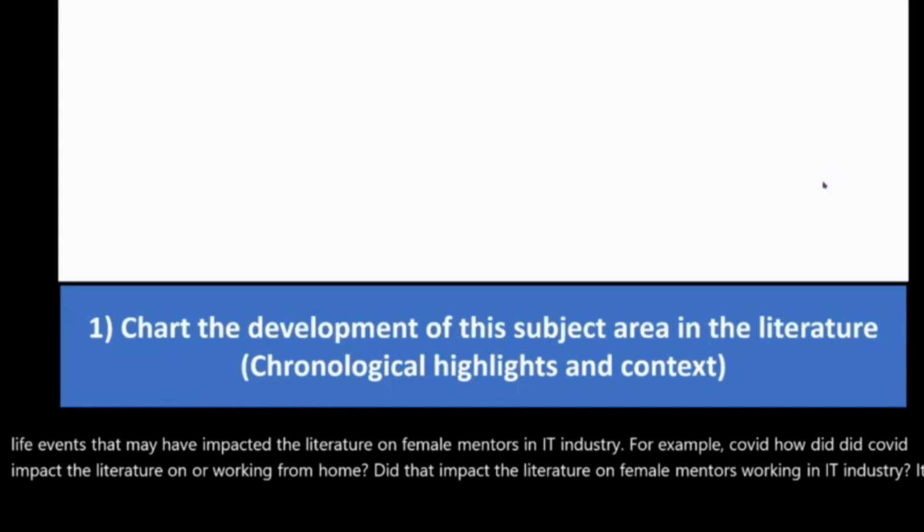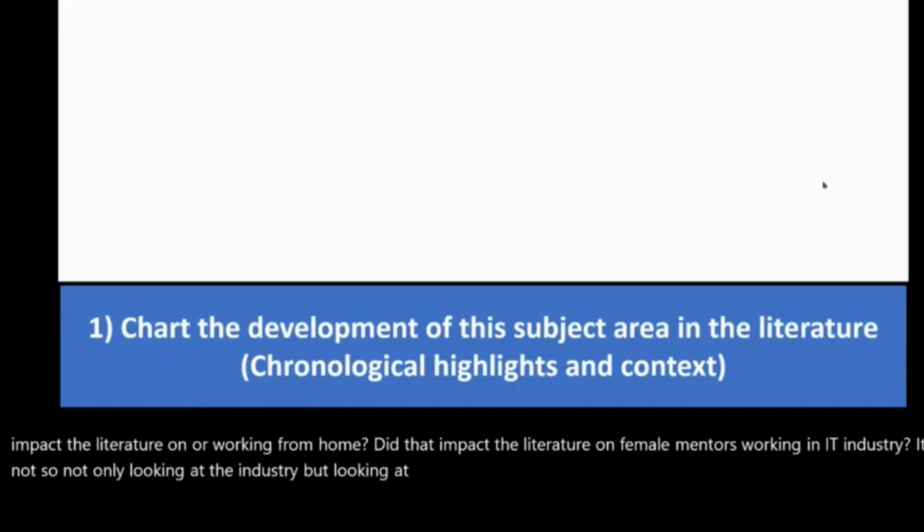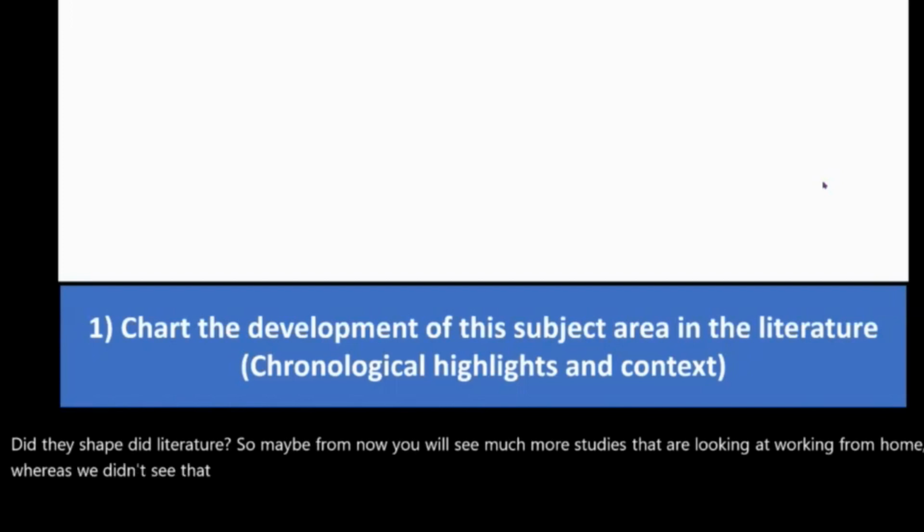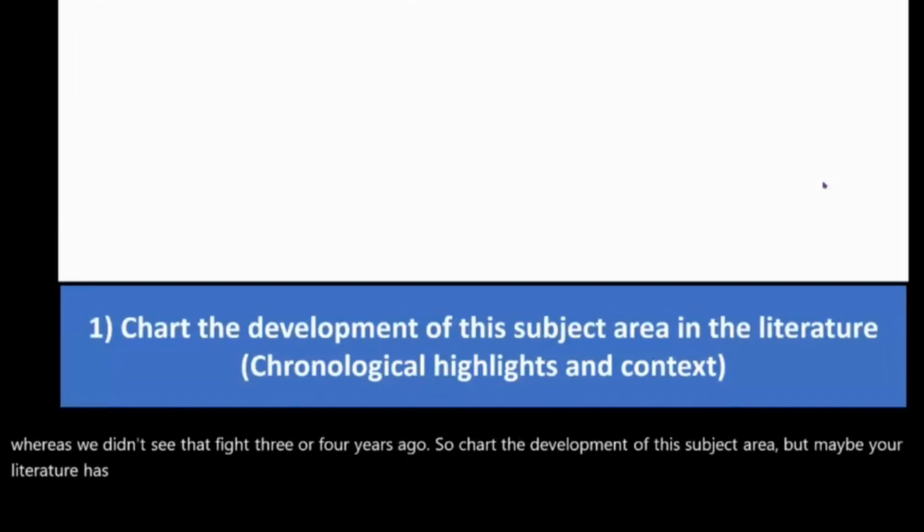So not only looking at the industry, but looking at world events and did they impact the literature? Did they shape the literature? So maybe from now you will see much more studies that are looking at working from home, whereas we didn't see that 3 or 4 years ago. So chart the development of this subject area. But maybe your literature has not been affected by outside forces, so don't worry about that.